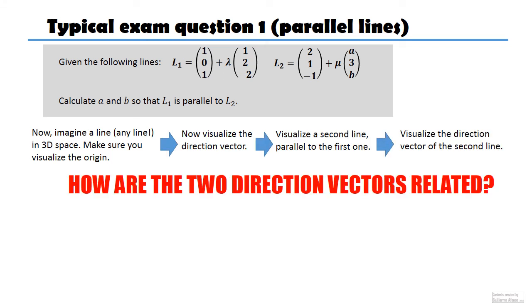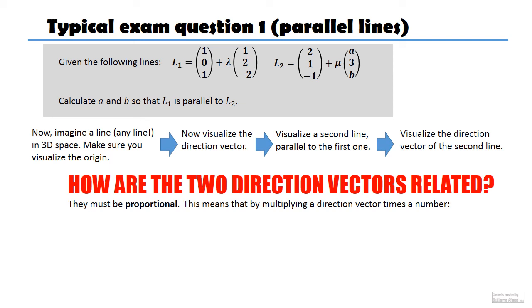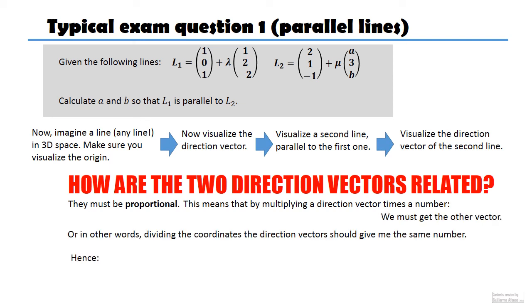So, in order for two vectors to be parallel, remember they must be proportional. So I simply have to figure out that A divided by 1 must be equal to 3 divided by 2, which must be equal to B divided by minus 2. And hence I can get the parameters A and B, so that this vector is parallel to this one.